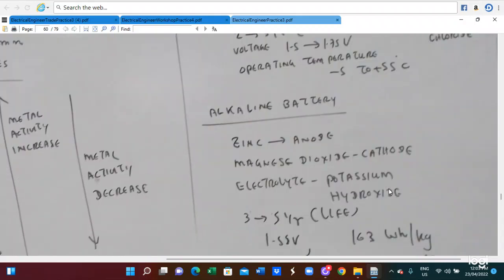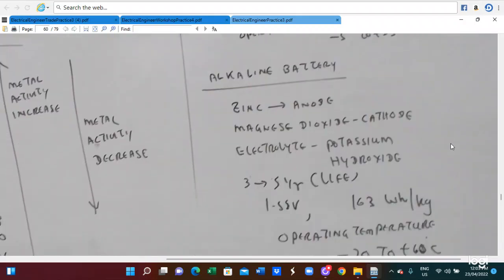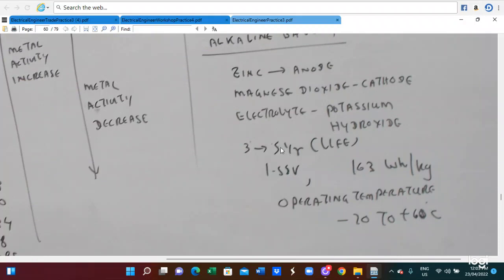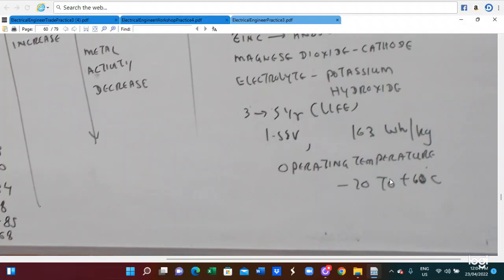Alkaline batteries are where zinc is the anode and manganese dioxide is the cathode. The electrolyte is potassium hydroxide. They are recorded as having 3 to 5 years of cell life. Each gives 1.5 volts, and they can produce 163 watt-hours/kilogram. Operating temperature is -22 to +60 degrees centigrade.